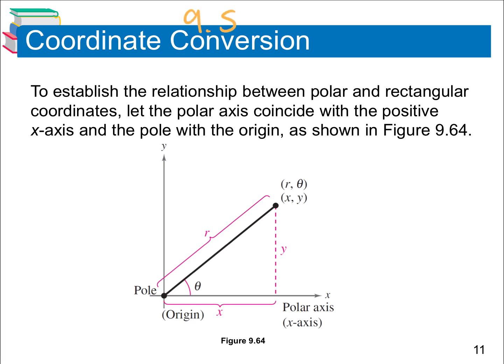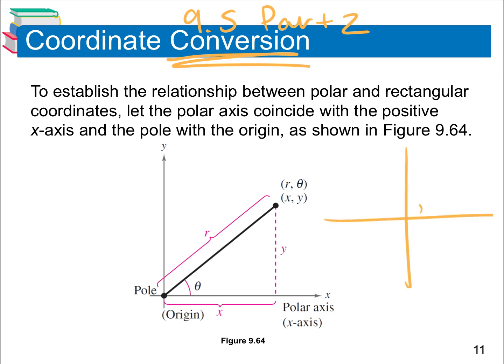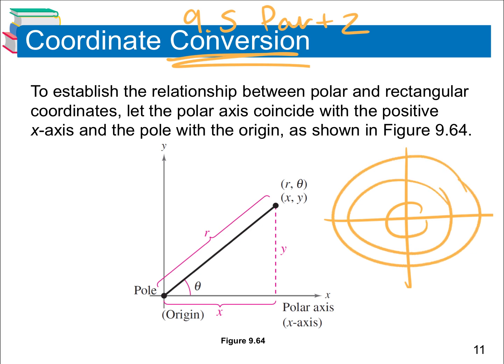So this is 9.5 part 2. We're going to talk about coordinate conversion. We're going to be converting polar coordinates to rectangular coordinates and rectangular to polar. On our polar coordinate plane that we were working with yesterday, if I had a point somewhere out here, I'm going to be able to convert that polar point to a rectangular point, x, y.